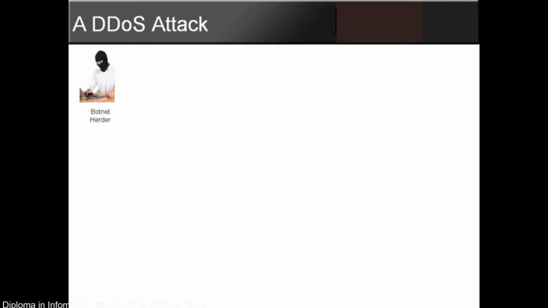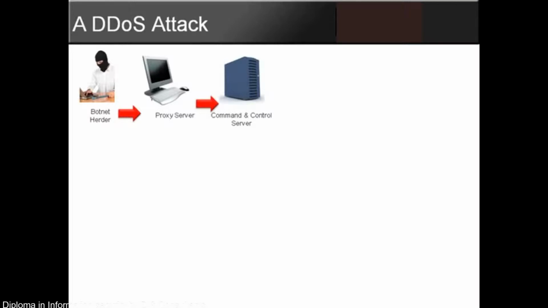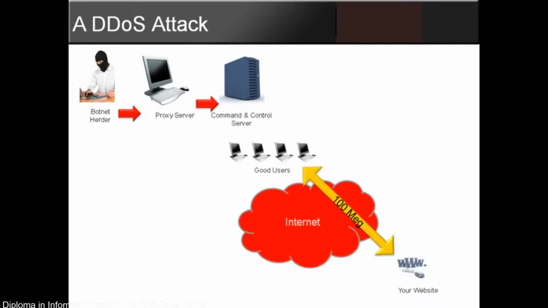Okay. So a typical attack scenario starts off with a botnet herder who will have a command and control server. This command and control server will be contacted via a number of proxy servers in order to disguise the identity of the botnet herder. Okay, a typical scenario is that there will be a website online via the internet and have a good solid connection back to its users.